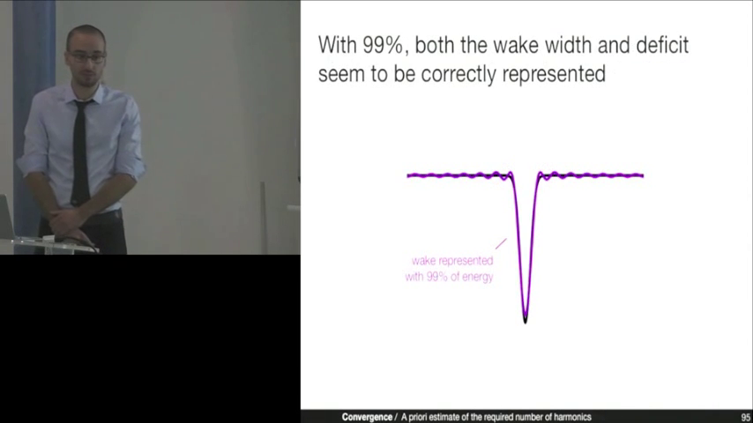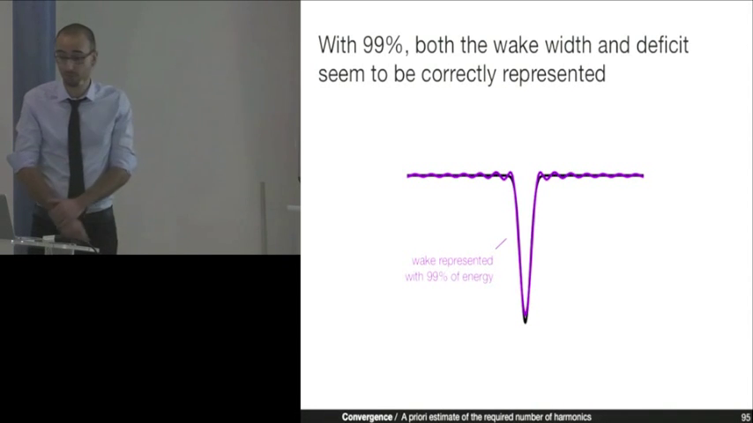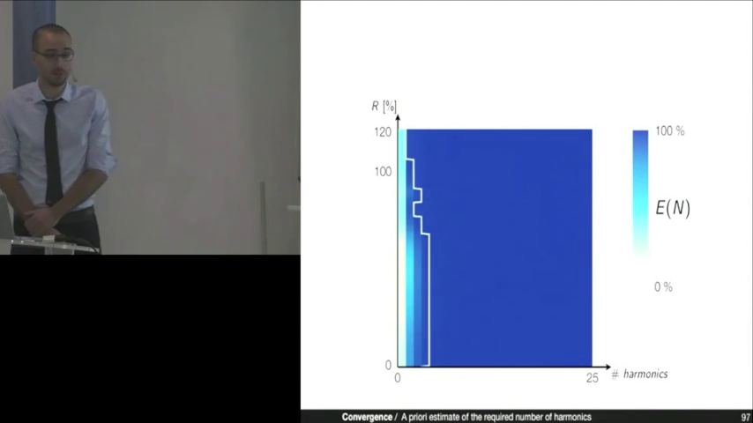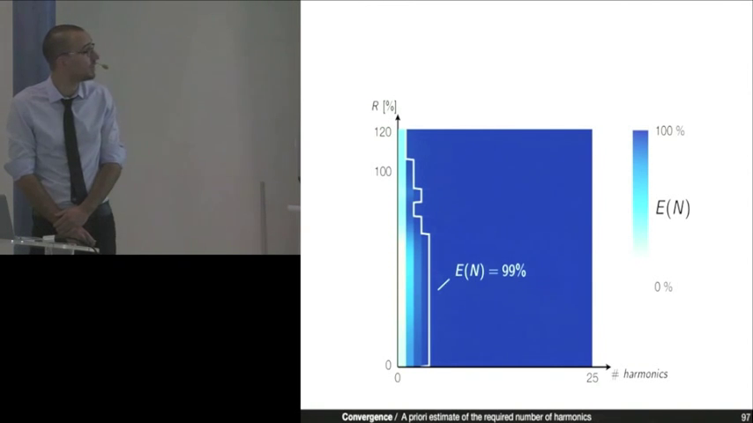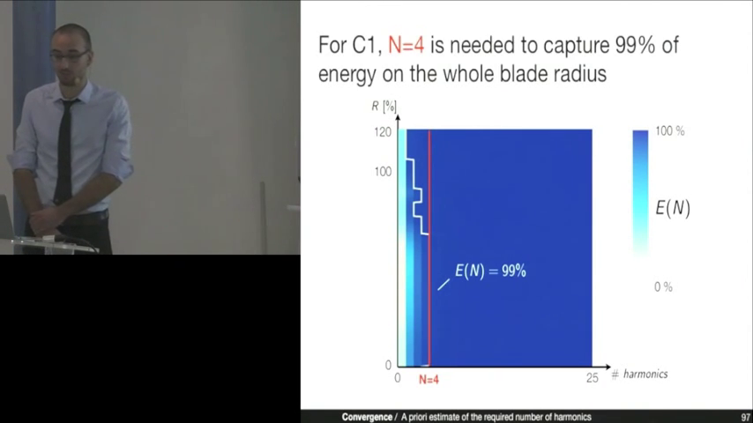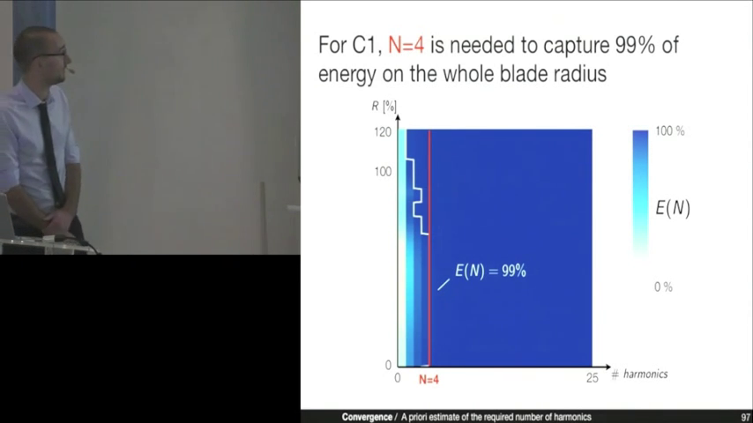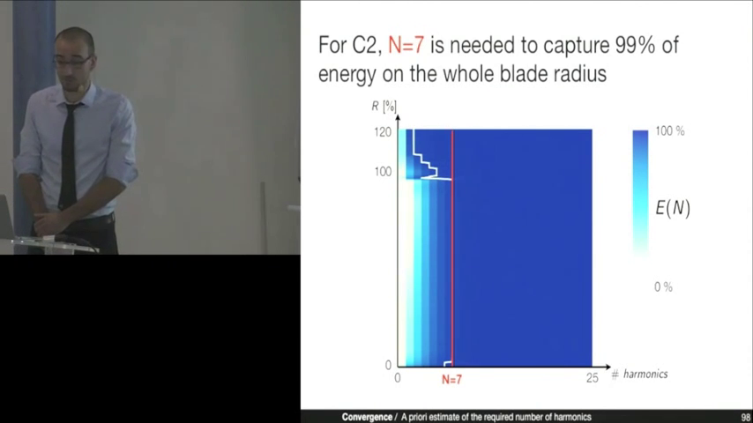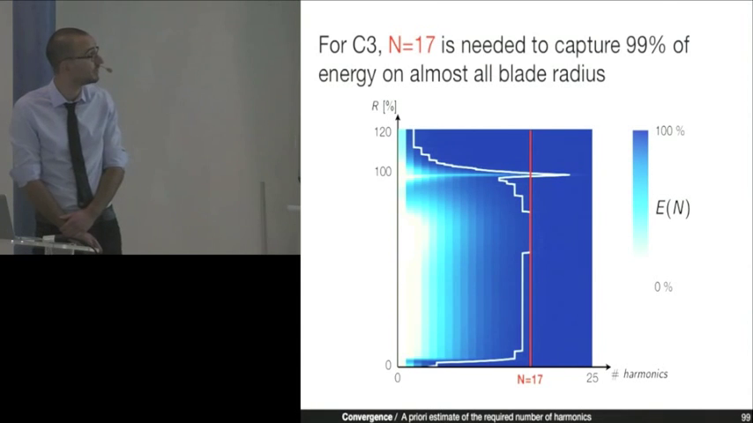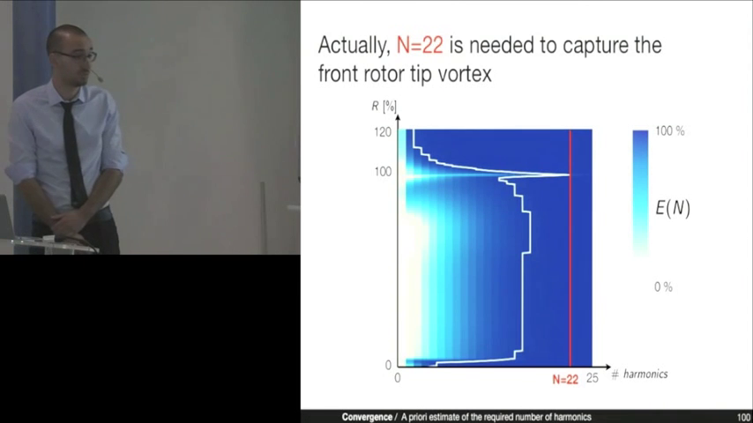Using 99% of the energy, it seems that the width and the deficit are properly captured. So on our graph, we will show a line that depicts the energy accumulation up to 99%. We can see that for this configuration, n equals 4 is needed to capture 99% of the energy on the whole blade radius. For the second configuration, n equals 7 is needed to capture 99% of the energy. While for the third configuration, n equals 17 is needed, even though n equals 22 might be required to compute the tip vortex too.